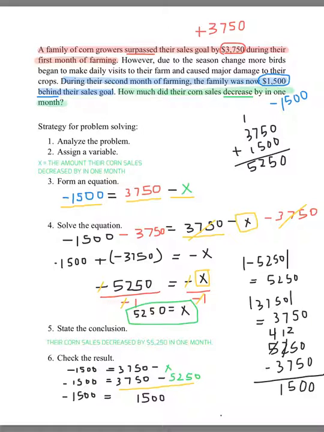But again, since the absolute value was from a negative value, and that was the bigger one, we're going to have more negative than we are positive, so that's going to be a negative 1,500. So since we end up with a true statement, that verifies that our solution is correct.